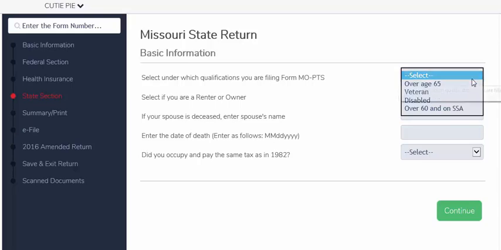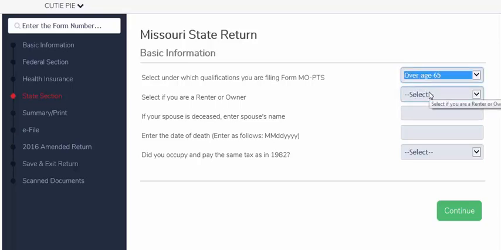if you remember earlier in the video, I said the person has to be over age 65 or disabled. They've added a new criteria this year: if a person is over 60 and on SSA, a person can qualify there. Now we have a criteria of veteran here, but the truth is if the person is a veteran, they also have to be disabled or over 65. So we're usually just going to choose one of these three categories here. Our person is over age 65, that's what qualifies her.